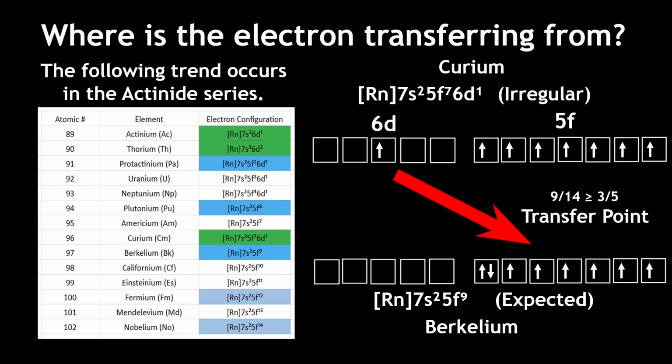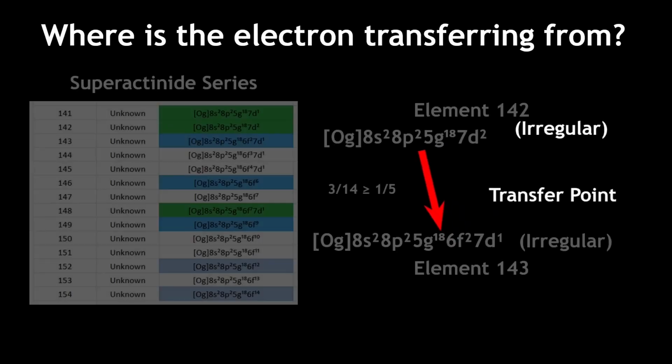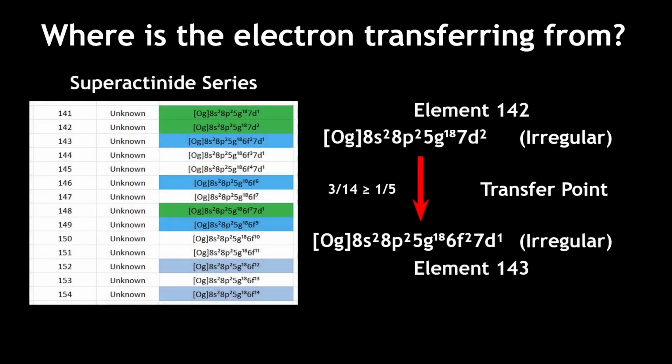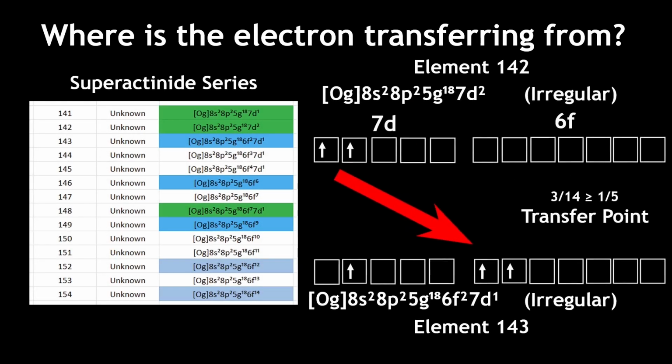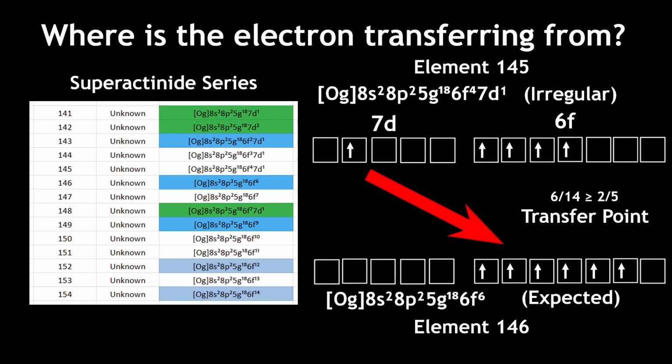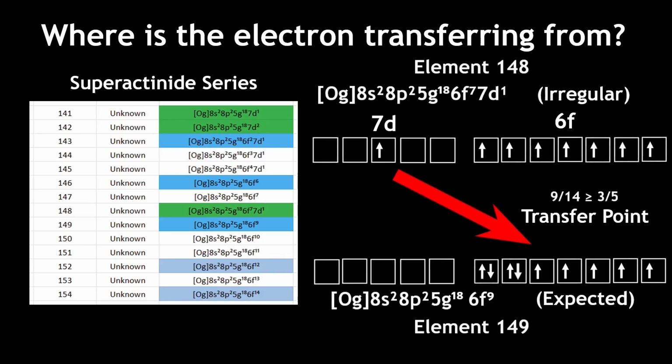So, for the 6f subshell, there's a transfer from the first 7d orbital to the 6f subshell at element 143. There's another transfer from the second 7d orbital to the 6f subshell at element 146. An electron reappears in the third 7d orbital at element 148 to maintain the half-filled 6f subshell, and that electron is transferred to 6f at element 149. The 6f subshell then fills up as expected.